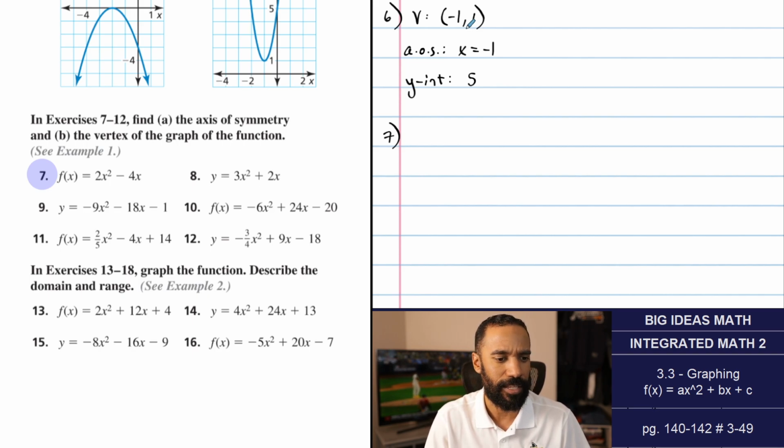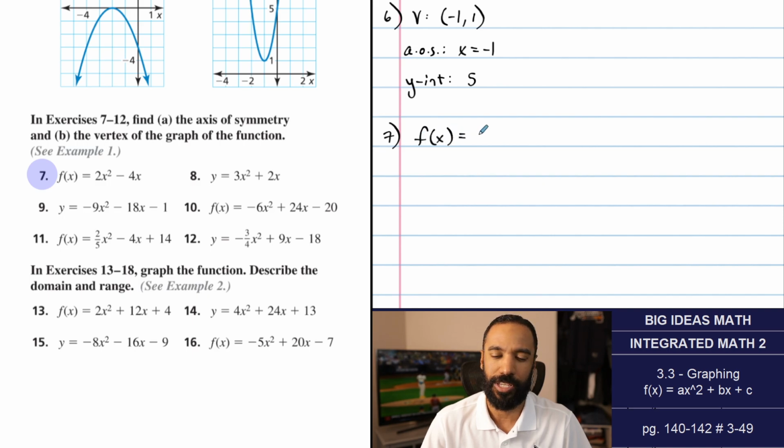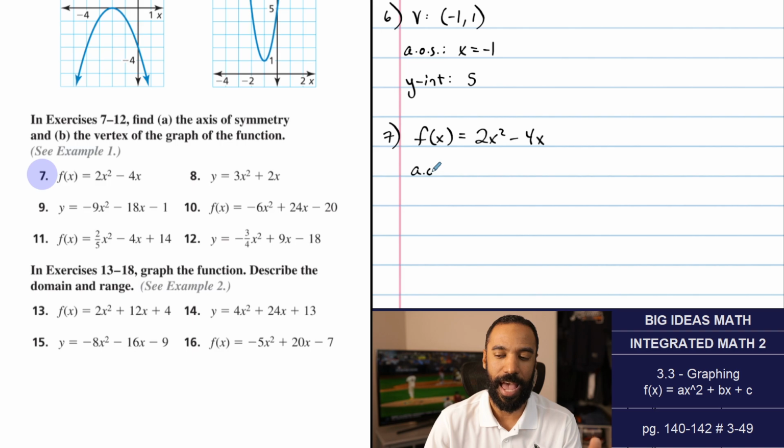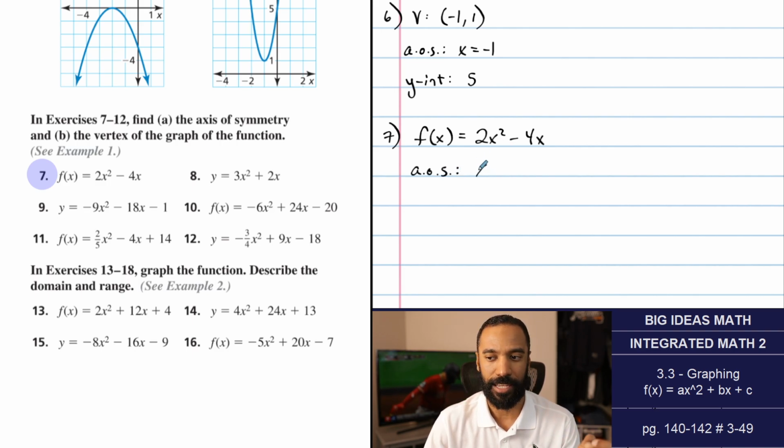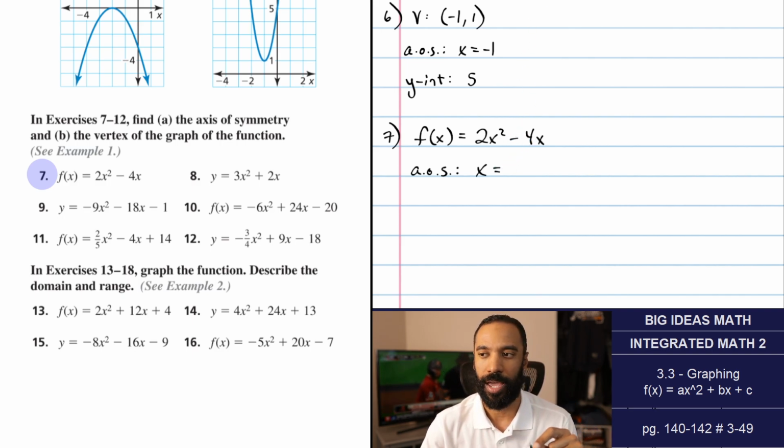At least it doesn't look like not until number 13. So on number 7, we have f of x equals 2x squared minus 4x. In order to find the vertex, axis of symmetry is going to be the same thing. In order to find the axis of symmetry, we are going to be finding the x equals equation, x equals, and we're going to be using -b over 2a.